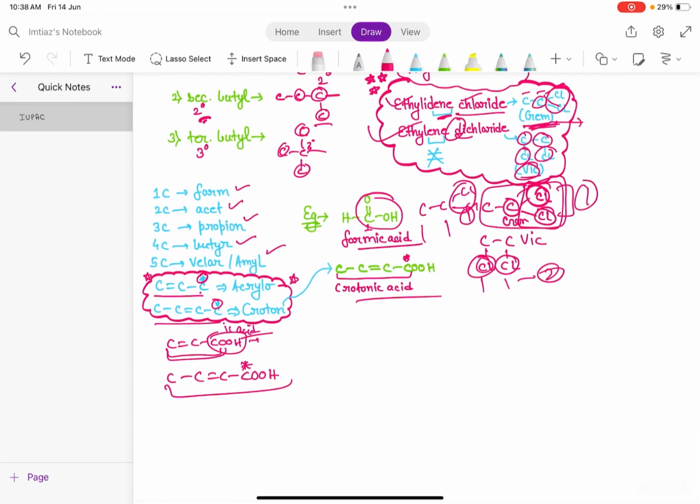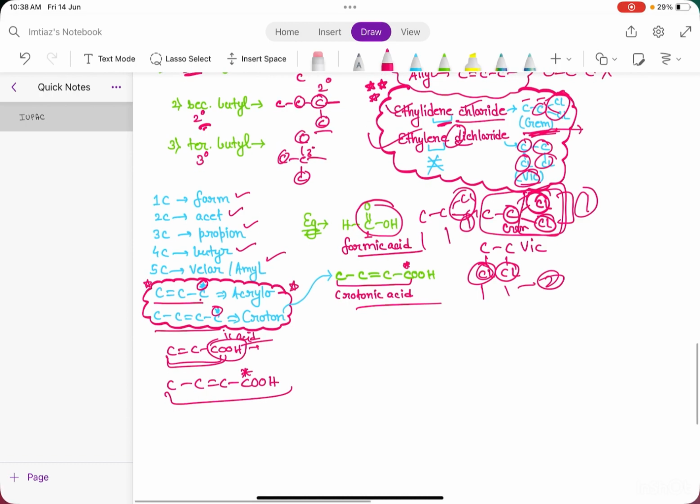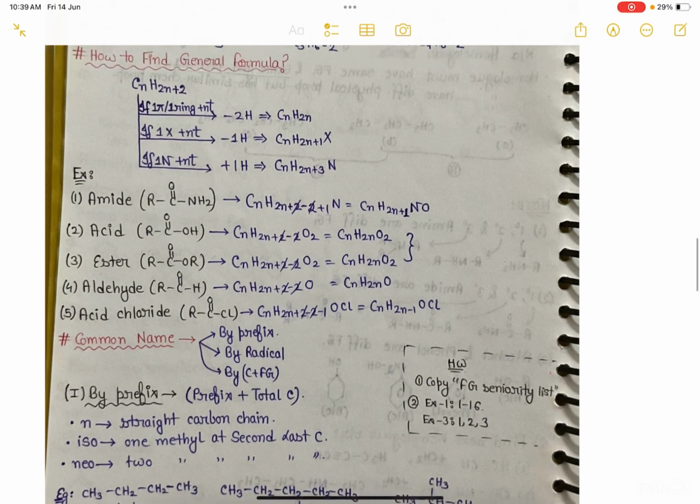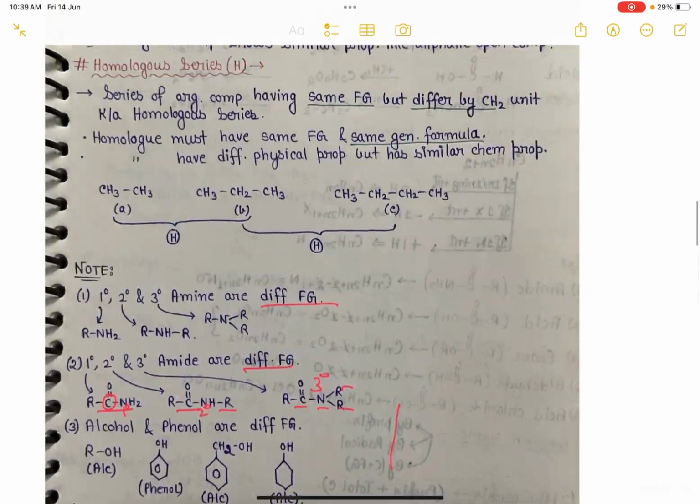C double bond C and C. The star mark C means it is a carbon of a functional group: carboxylic acid, ester, whatever functional group is there. For ester we use et at the last, like we used ic for carboxylic acid, we use et for ester. We'll deal with this in the IUPAC nomenclature, but right now I hope that is clear.